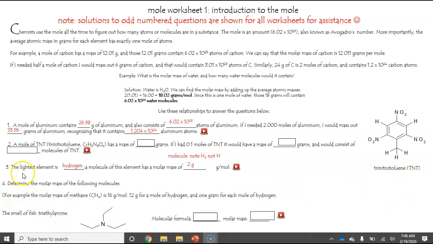Let's go on to the next solved problem, which, are there any? No, it looks like 3 is solved and 4, that's it. So this is mole worksheet 1.